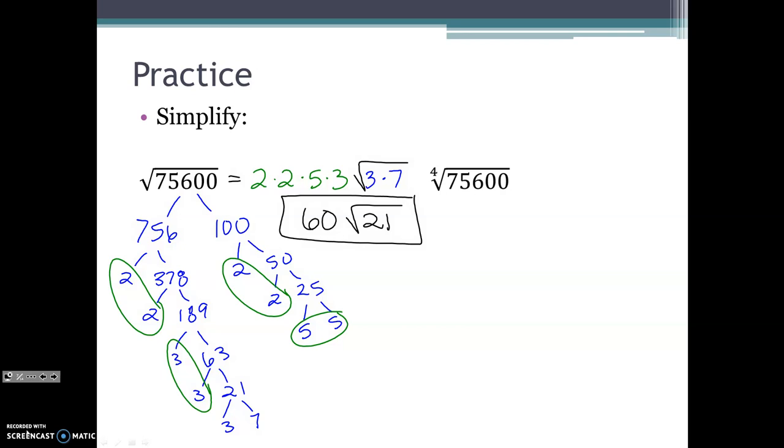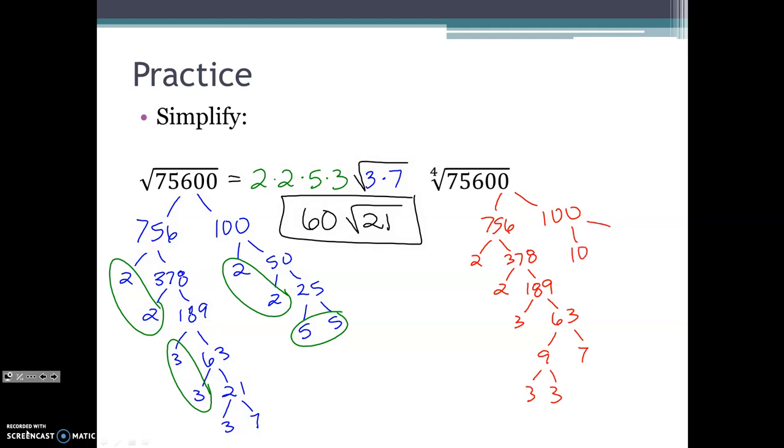Okay? Now, for the fourth root, we do the exact same breakdown on this. Okay, so 756, 100. I'm going to change colors so we can see it a little easier. 756 and 100. 2 and 378. 2 and 189. 3 and 63. I'll show you guys. You could have also done 9 and 7, which would have then given you 3 and 3. Okay, and then up top, 100, you could have gone 10 and 10. That still would have been right. 2 and 5. 2 and 5. Okay, so there's our breakdown there.